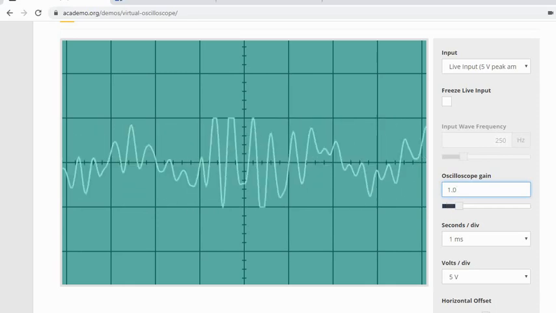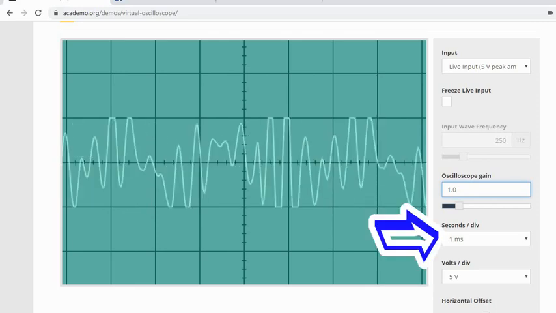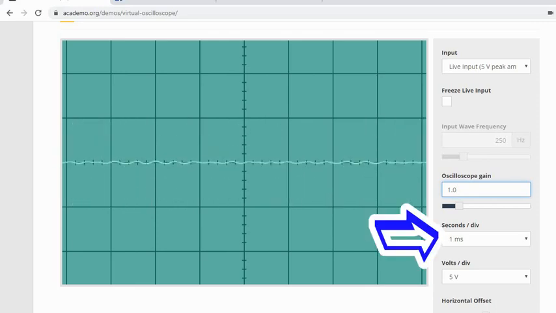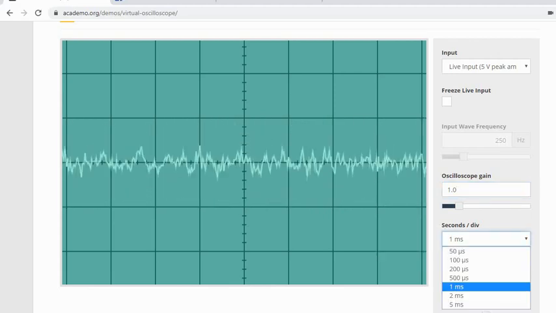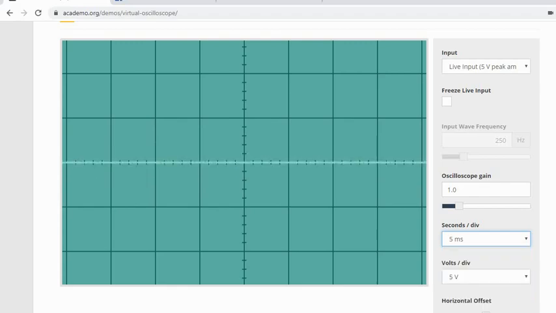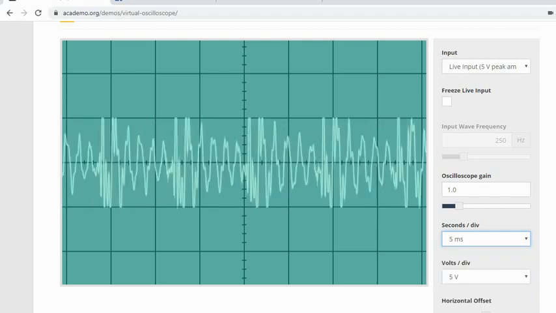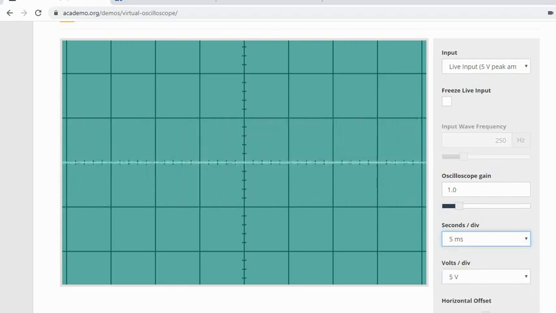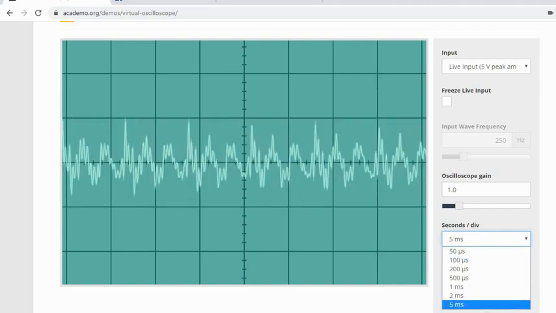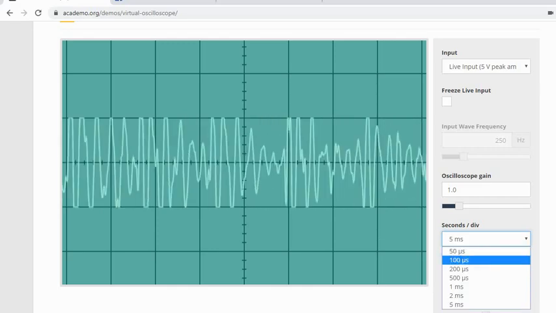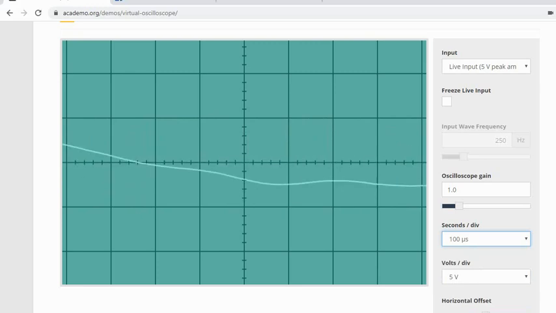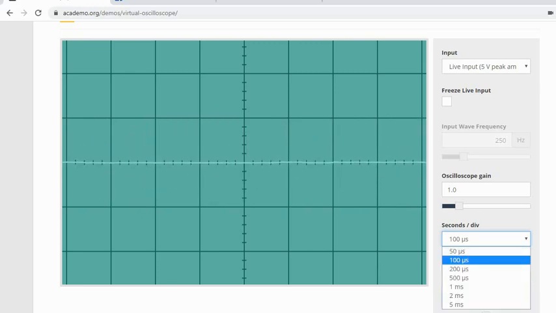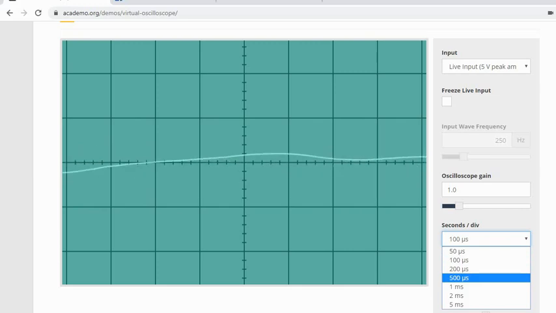Now we'll go over here to the seconds per division control portion, and I'm going to change this from 1 millisecond, which is 1/1000th of a second, to 5 milliseconds. Let's see what happens. Well, in this case, you'll notice that the displayed waves have a much tinier wavelength than they did before. Let's change it to 100 microseconds. And in this case, you see that the wavelength of the wave displayed is much longer than it was before. I'm going to go ahead and change it back to 500 microseconds.